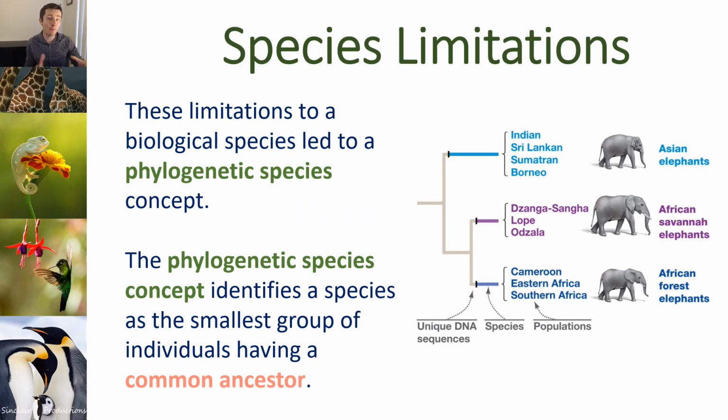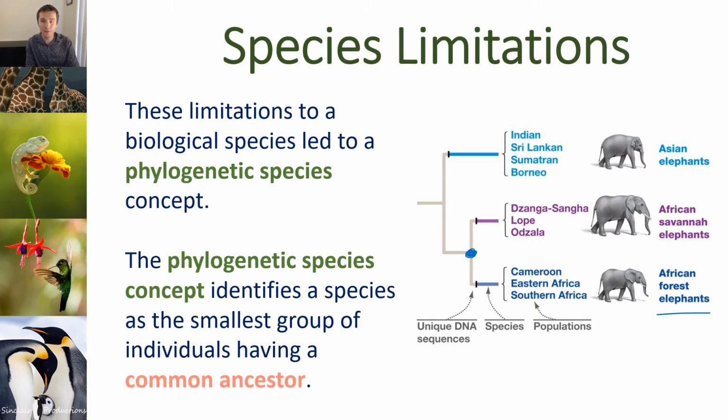So you can see these limitations in that biological species definition led and required the need for multiple definitions of species, because we can't just use that one definition because it doesn't fit for all those different organisms and types we looked at. And this led to the phylogenetic species concept. So the phylogenetic species concept identifies a species as the smallest group of individuals having a common ancestor. So when we look at these guys here, we can see that they have a common ancestor. So we know that the African savanna elephants are more closely related to the African forest elephants than they are the Asian elephants, using our bit of cladistic knowledge there.